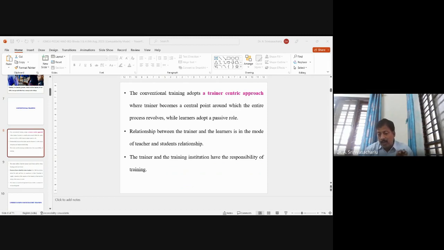But my core question is that conventional training is not suitable for adult learners, because adult learners may be non-literates or neo-literates, and they also come with their own experience and knowledge. So what I feel is that participatory training could be more impactful when giving training to adult learners. Let us see that.